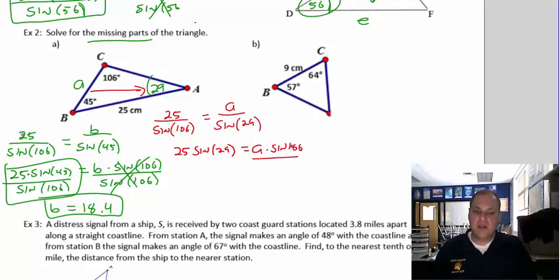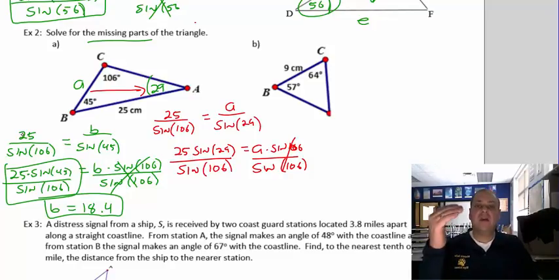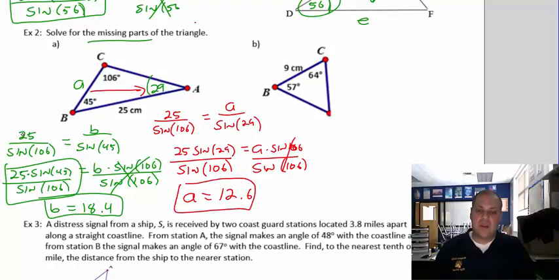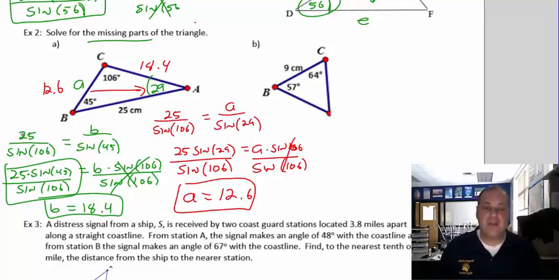Divide by sine 106. I'm going to put this in our calculator. 25 sine 29. Enter, divide by sine 106, and A is going to be 12.6. So we actually found everything that was missing. We had missing side 18.4. This is 18.4. This is 12.6, and then this angle was 29.